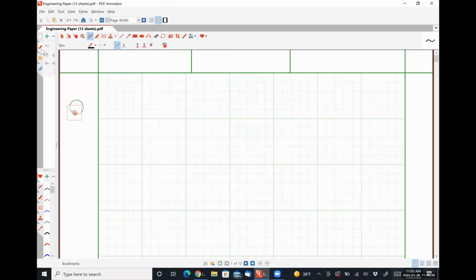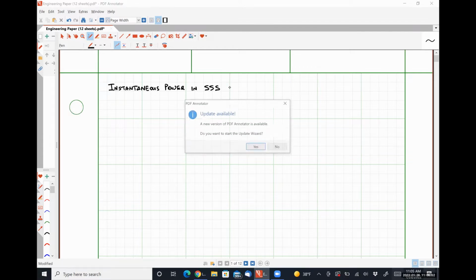The first thing that we are going to talk about today is instantaneous power. What we do in steady state sinusoidal systems.